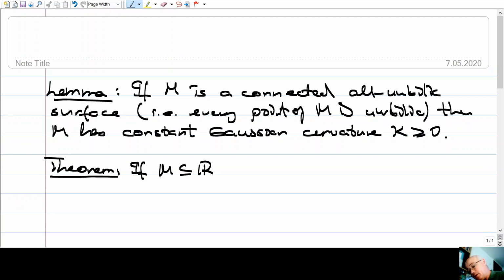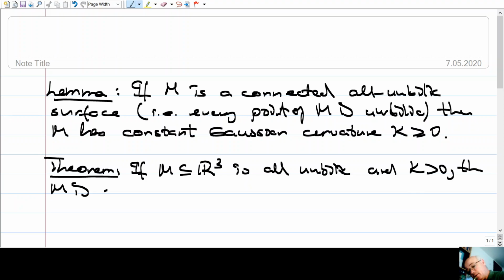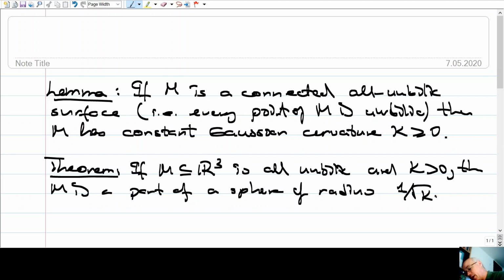If M is all umbilic and K is positive, then M is a part of a sphere of radius 1 over square root of K. Okay, let's see the proof.